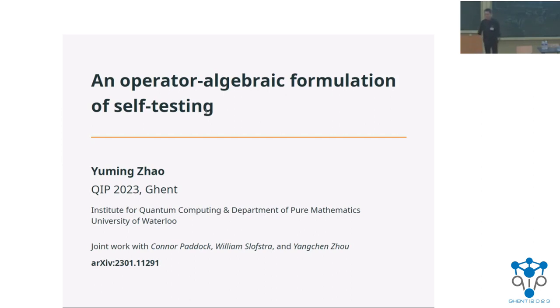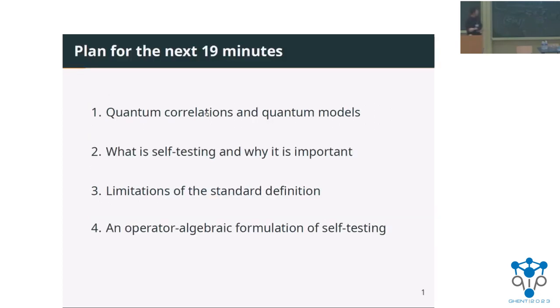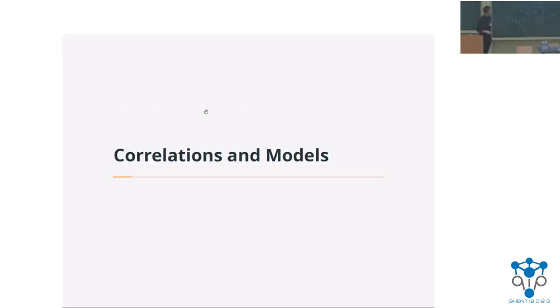Today I will present a joint work with Connor Paddock, William Slofstra, and Yangchen Zhou on an operator algebraic formulation of self-testing. I will first state the formal definition of self-testing, the standard definition, and discuss its achievements as well as limitations. Then I will propose our operator algebraic formulation in terms of abstract states on C-star algebras. Let's start with some background materials.